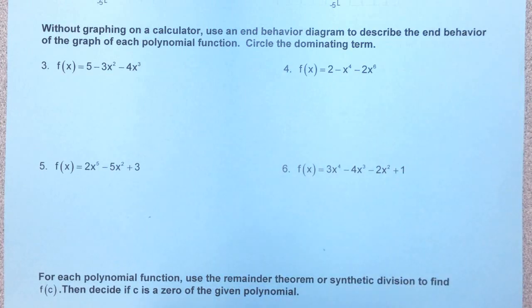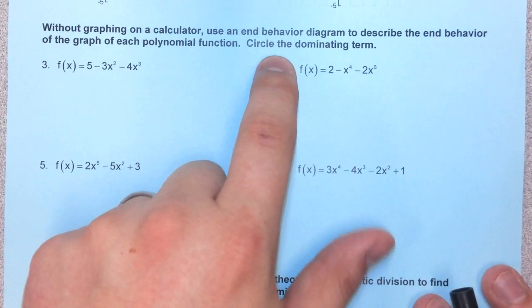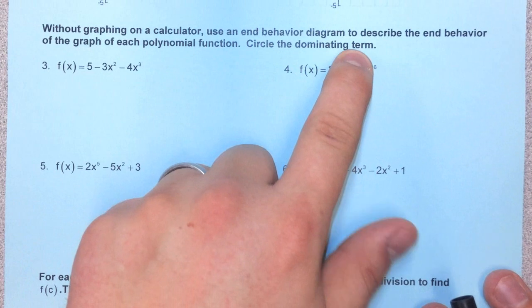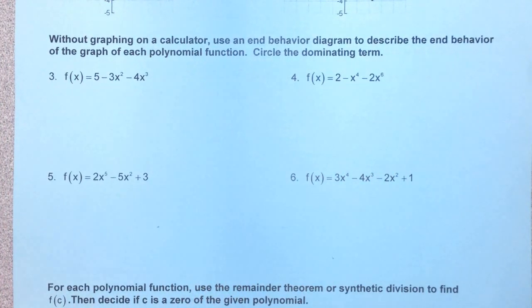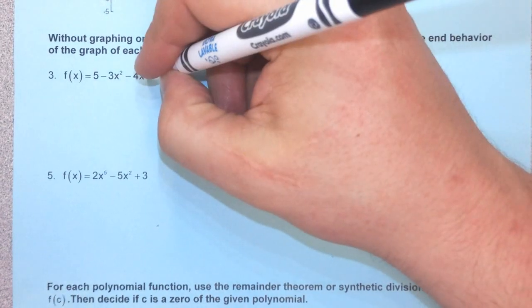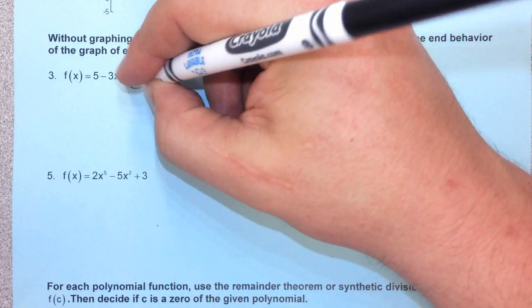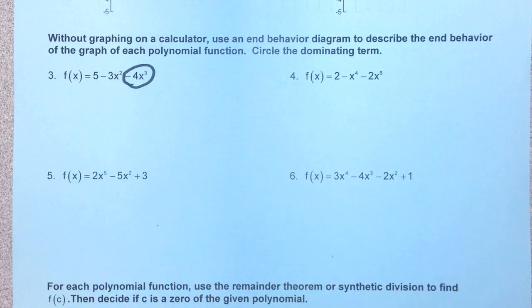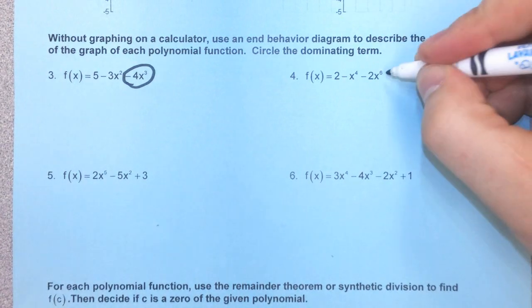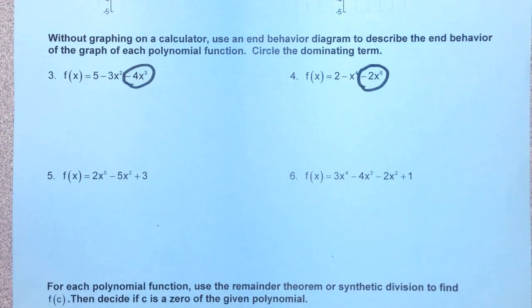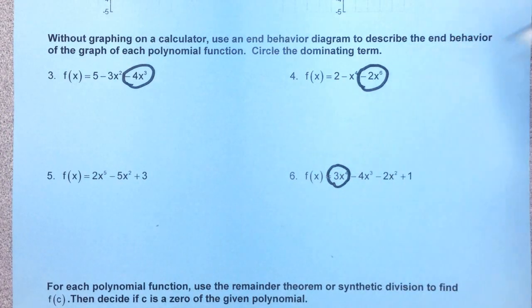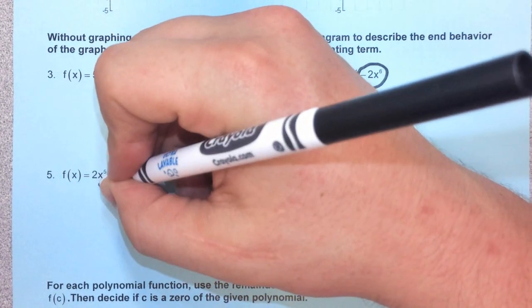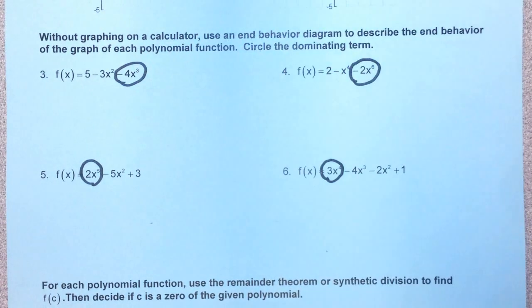So first of all, we need to circle the dominating term. That's a really intense word there. The dominating term is the one with the biggest exponent. So like in this one, that's going to be negative 4x to the 3rd. We're looking for the biggest exponent. So negative 2x to the 6th. This one, it just so happens to be the first one. So that's 3x to the 4th. And then this last one here, it's going to be the first one again, 2x to the 5th.